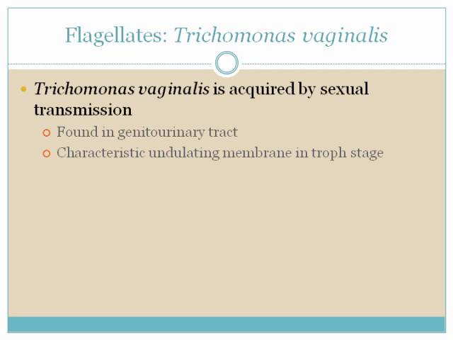Trichomonas vaginalis is acquired by sexual transmission. It's found in the genitourinary tract. It has a characteristic undulating membrane in the troph stage.